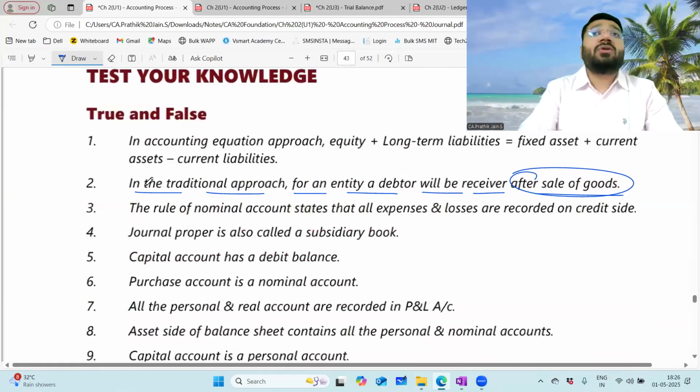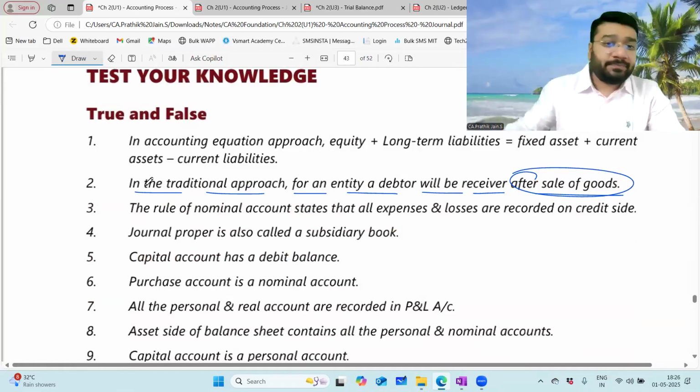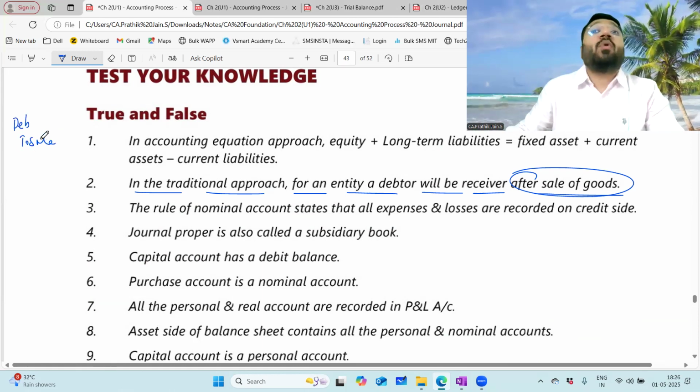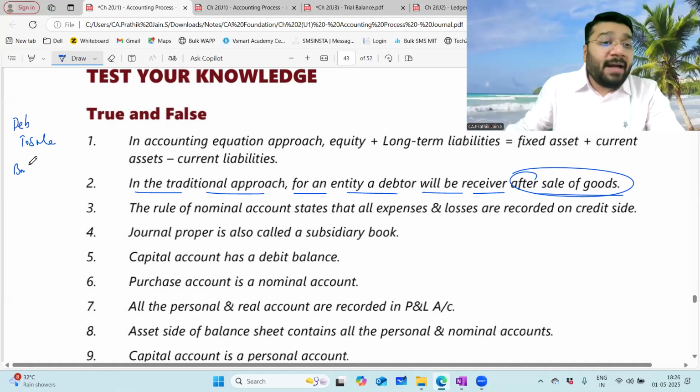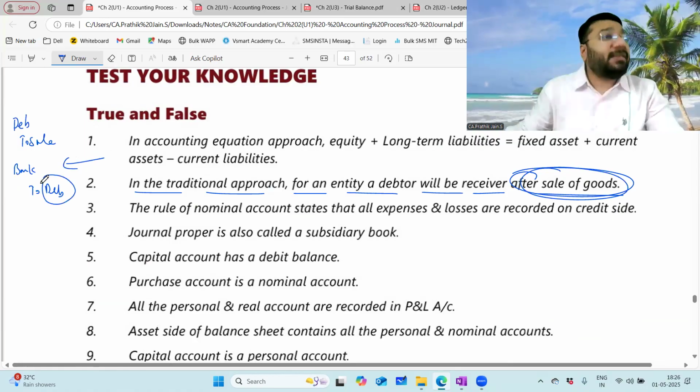Guys, writing true and false is not sufficient. You have to give the reasoning. The reasoning will come to you only when you're clear with the concept. If you're not clear, I'll tell you. Debtor to sales. While paying the money, what is the entry? Bank to debtor. Here, debtor you have credited. Why? He's a giver or receiver? Debit the receiver, credit the giver. So he's a giver here.